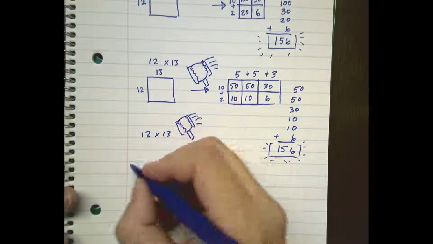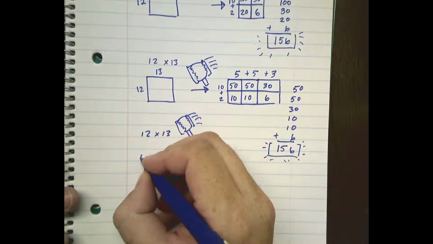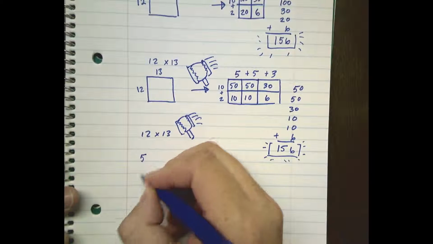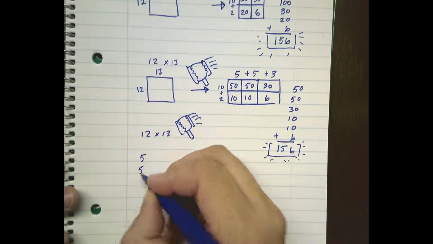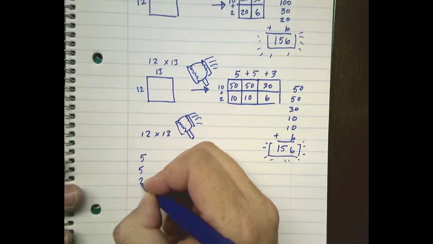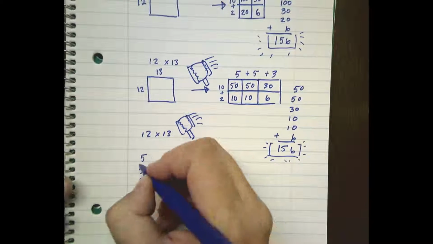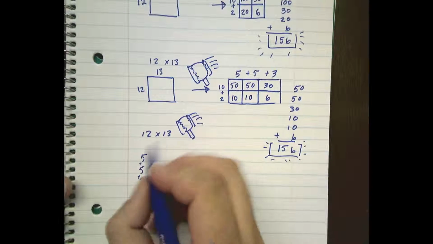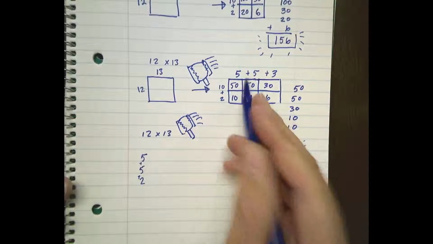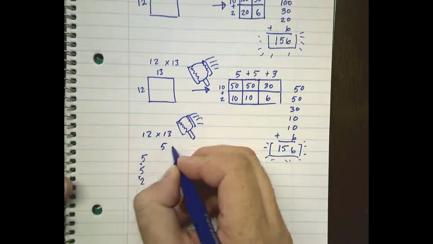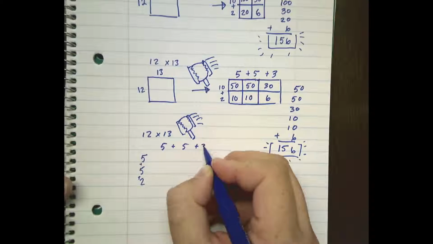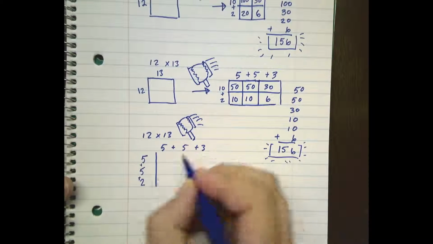So 12, I know, can be, let's say, 5 plus 5 plus 2, right? So that's 10, and 2 makes 12. So I'm going to put little plus signs here. And then across the top is 13. I'm going to keep the 5, 5, and 3. So across the top is 5 plus 5 plus 3. And we'll make our little boxes here for everything.